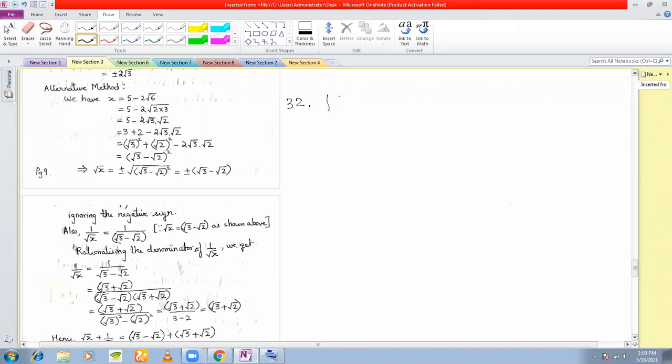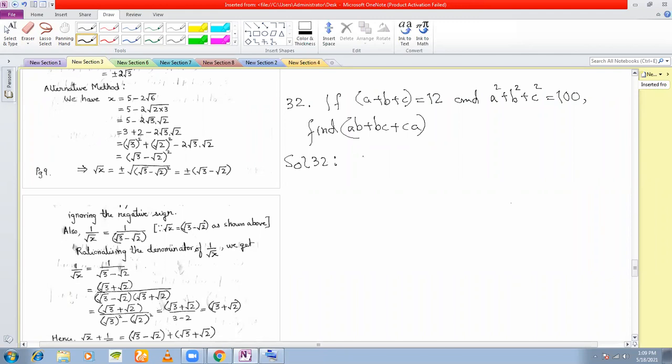Number 32. Question is, if a plus b plus c is equal to 12 and a square plus b square plus c square is equal to 100, find ab plus bc plus ca. So if you see, there are three variables there, a, b and c. You already know a plus b plus c whole square formula. We use that.